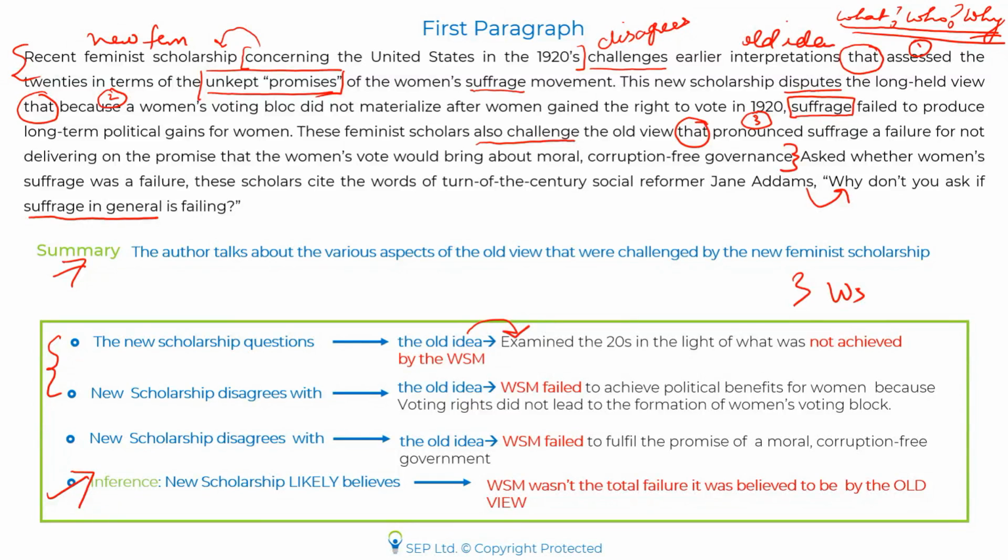So Nazi is asking the role of the last sentence. The role of the last sentence is to further cast doubt on the old view. Remember, this question is being cited by these scholars who disagree with the old view, so this sentence is also trying to cast a doubt on the old view. The old view is women's suffrage did not work. The feminist scholars are asking, it's not about women's suffrage not working, it's about total failure of suffrage. All right, so I hope that answers your question, Nazi.